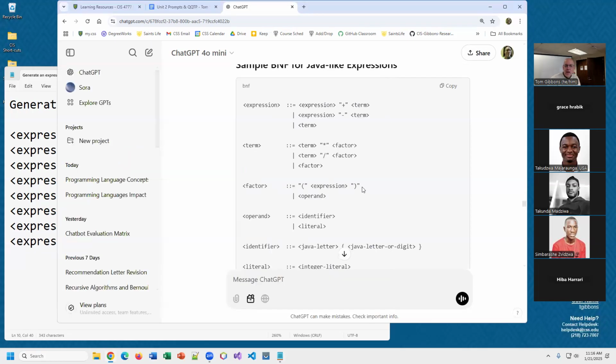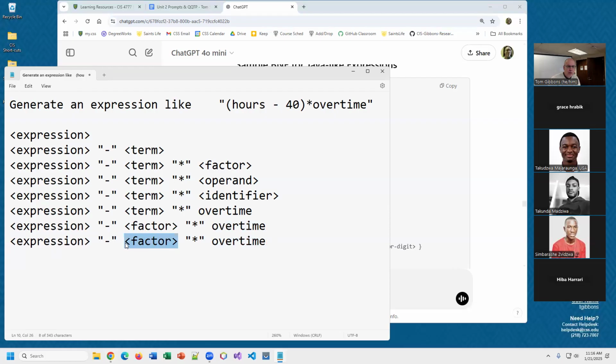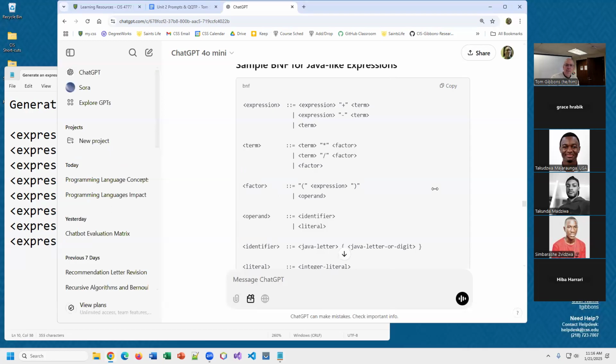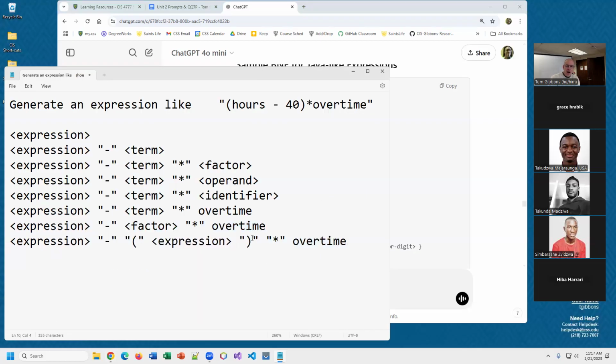Now, factor can be this. And now I can get my parentheses in here. Parentheses and expression. And so now I can start doing my expression again for this stuff. But now all my format's not looking quite right. And so that's one of the things that sometimes is a challenge: if you're trying to build something here, how do you find the right path to do it? It's easier to generate a legal expression than to test out if this is going to work.